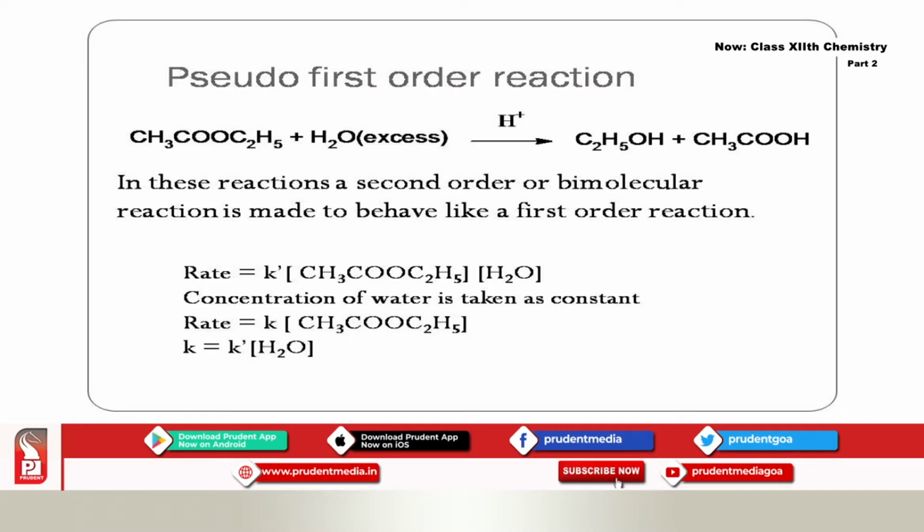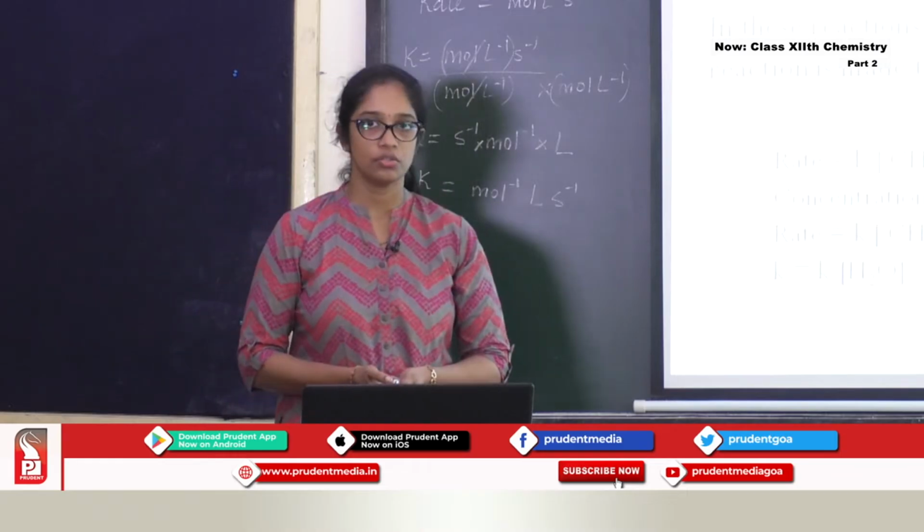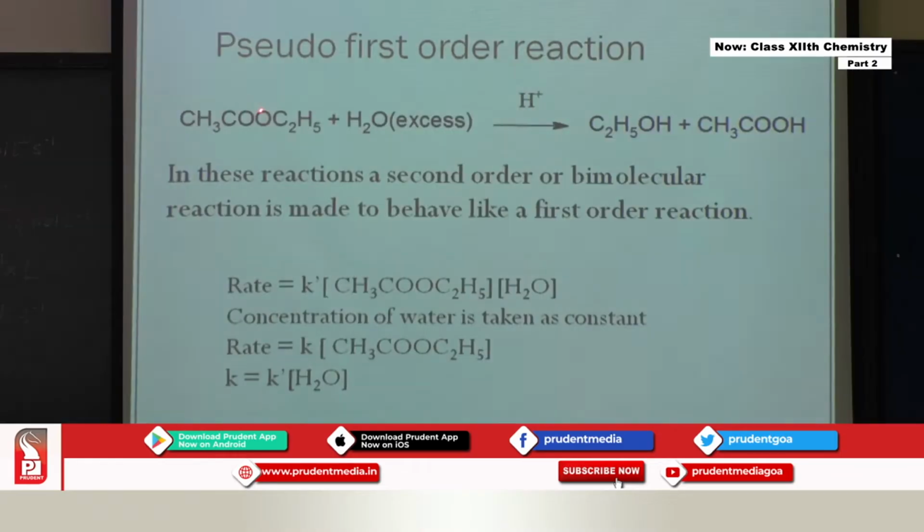Now, these reactions appear to follow second order kinetics, but actually follow first order kinetics. Now, why do we say so? Suppose I have a reaction here of ethyl acetate reacting with water, which, as I have mentioned, is in excess, giving ethanol and ethanoic acid. Now, in this expression, if no other information was given to you, you would write down the rate law expression as rate is equal to K dash, I have just written K dash as the rate constant, into concentration of ethyl acetate into concentration of water.